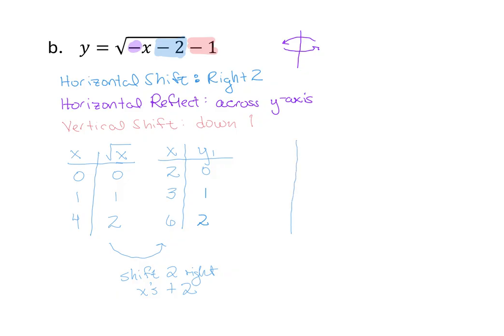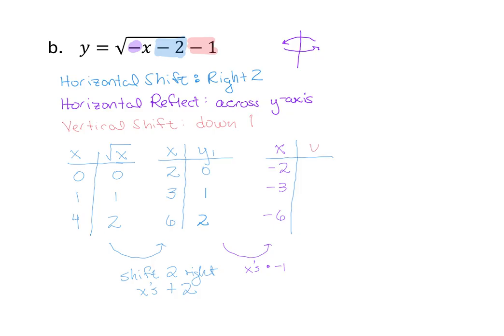All right, the next thing that I'm going to do is take care of my reflection. And so remember, we want to have a reflection on the inside. So I want my x's times -1. And we're going to work with the x's from that new table. And so if we multiply by -1, we get -2, -3, and -6.